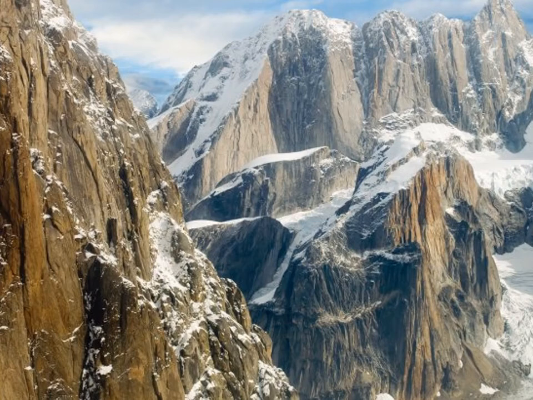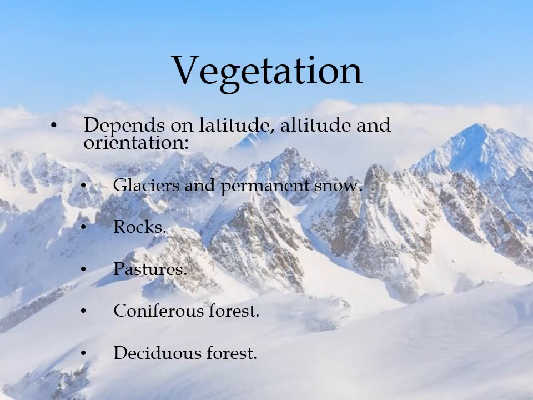Nothing can live there. So the vegetation depends on altitude, latitude, and also orientation. Of course, if we are in a colder area, we don't need to be so high to get this very cold temperature. If we are in a very hot zone, we will need to increase our height a lot until we reach this snow limit. And orientation, of course, the part of the mountain that receives more insolation will be hotter.